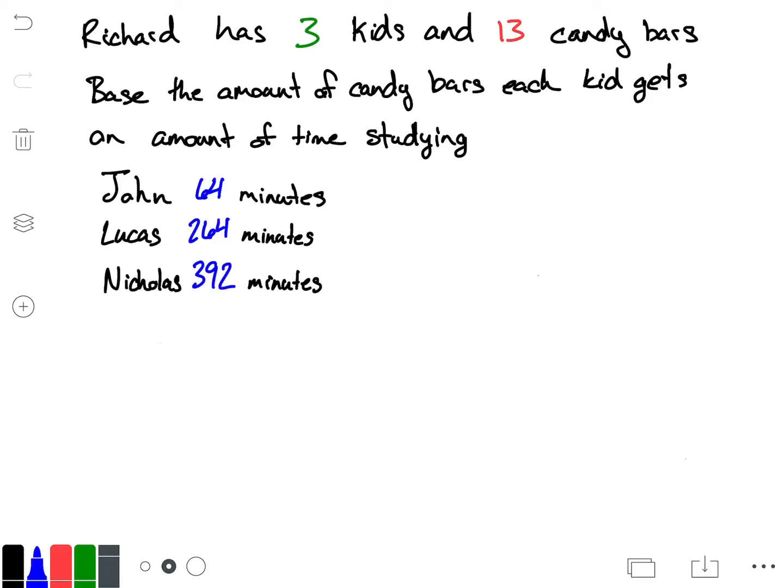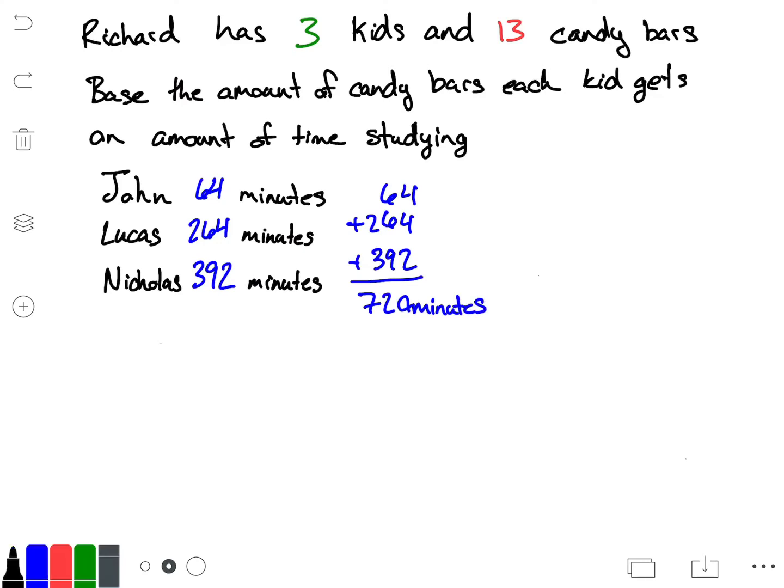So the first step of using Hamilton's method for apportionment is going to be to find and calculate the standard quota. The first step of that is going to be finding the total number of minutes all 3 kids spent studying this week. To do this, we will just add up the number of minutes spent studying by each student. So John spent 64 plus Lucas's 264 plus Nicholas's 392. And this will give us a grand total of 720 minutes.